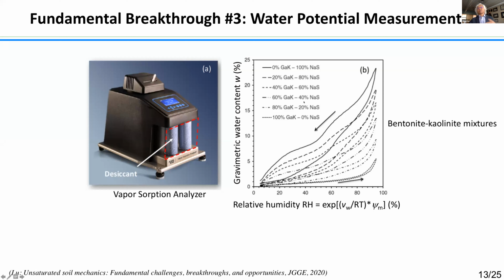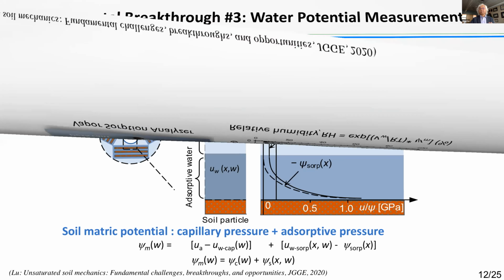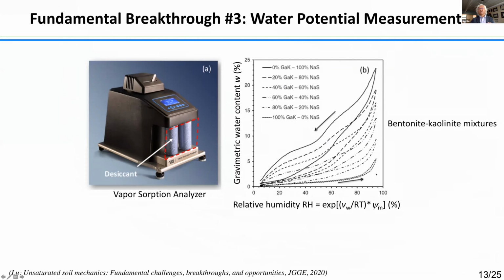And here is the mixture of the bentonite and the kaolinite material. You can see that they have a very different path. We call it hysteresis. You can also see that the degree of hysteresis is different when you have a bentonite material versus the kaolinite material here. The key here is that now we'll be able to measure this total potential very accurately. Typically, you can get a few hundred data measurements.